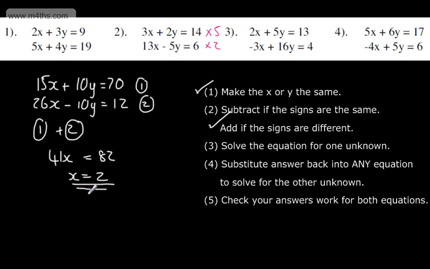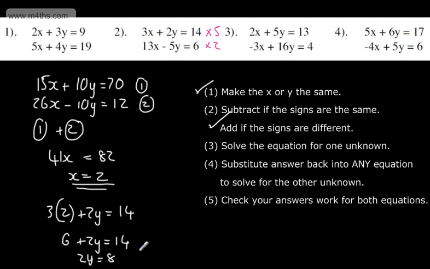And I can substitute this back into any one of these. I'm going to put it back into this one as it's so much easier. So 3 lots of 2 plus 2y is equal to 14. 6 plus 2y is equal to 14. And we can see from here that 2y is equal to 8 and y is equal to 4. We need to check that in the other equation. So if I put it in here, 13 times 2 is 26, 5 times 4 is 20, 26 minus 20 is 6.